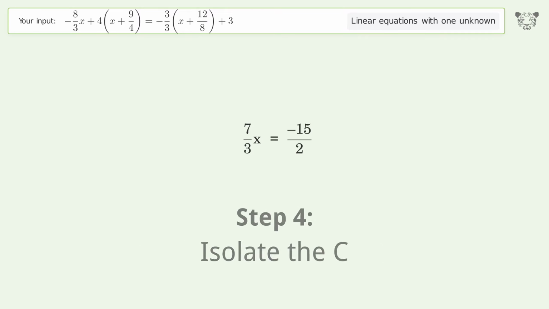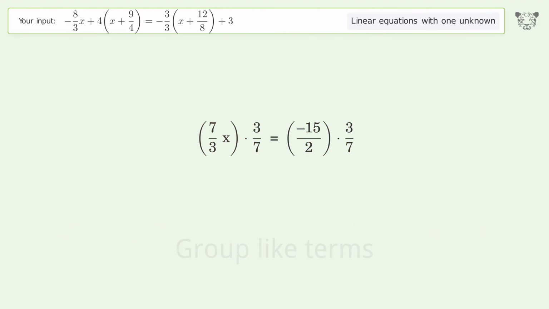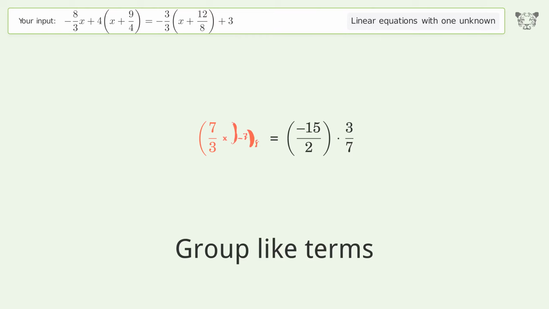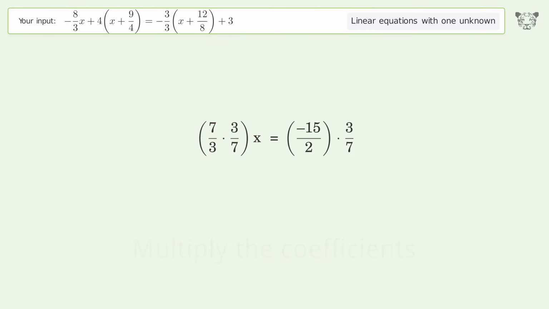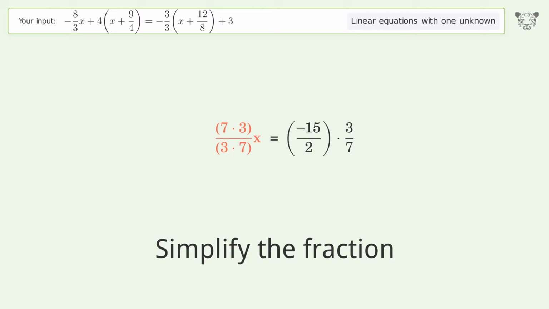Isolate the C. Multiply both sides by inverse fraction 3/7. Group like terms. Multiply the coefficients. Simplify the fraction.